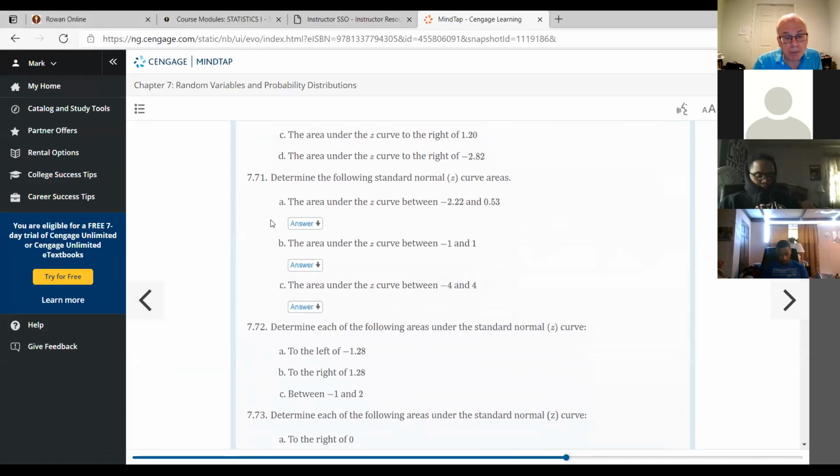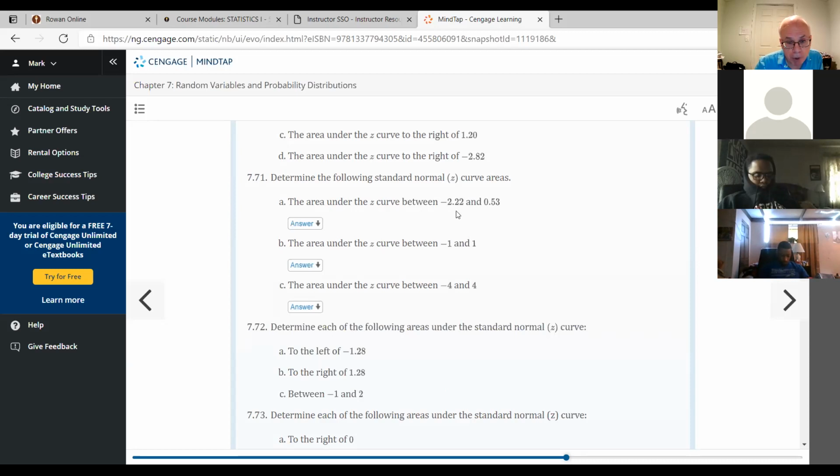7.71. So here we're dealing strictly with the standard normal curve. Remember, the standard normal curve has a mean of 0 and a standard deviation of 1. We want to find the area under this curve between negative 2.22 and positive 0.53. The curve is bell-shaped, and the mean, median, and mode will all be 0 for the z standard normal curve. Right in the middle will be 0, to the left would be negative z's, and to the right would be positive z's.